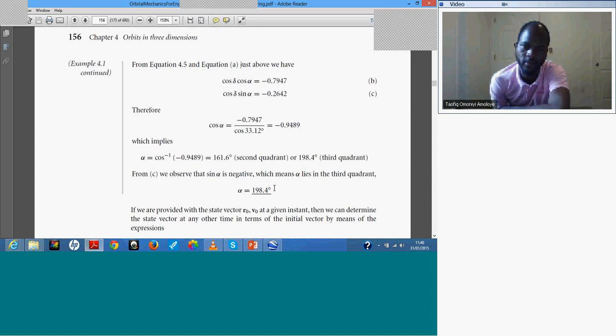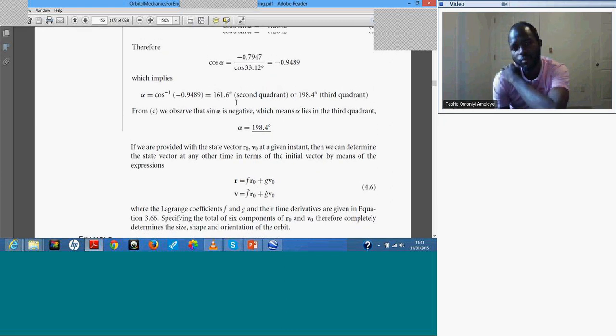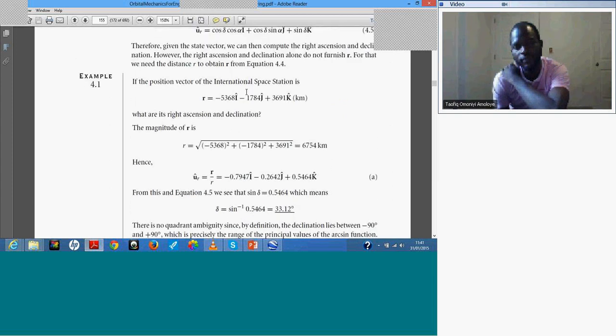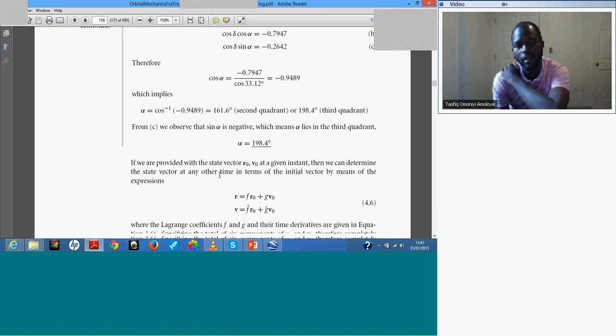This is good enough, for example, to show that once we have the position vector, we work our way to get the declination and then the right ascension of the orbit.